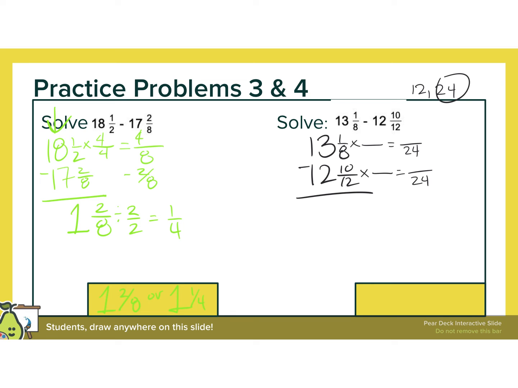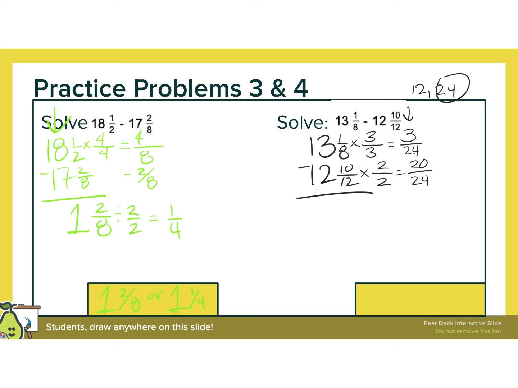8 to get to 24, I'm multiplying by 3. 1 times 3 is 3. 12 to get to 24, I'm multiplying by 2. 10 times 2 is 20. Oh no, I do not have enough. 3 is smaller than 20.